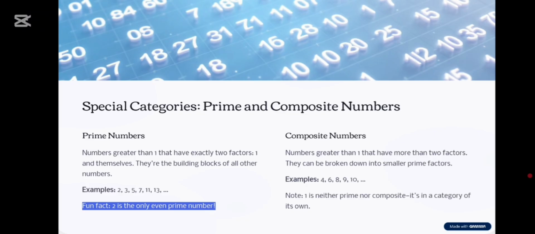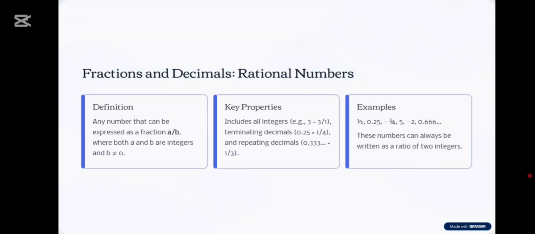It is in a category of its own. 1 can go in all the numbers without leaving a remainder. Okay, so it is neither prime nor composite. We need to take note of that. It's very, very important. All right, now let's talk of fractions and decimals, which we simply call rational numbers.